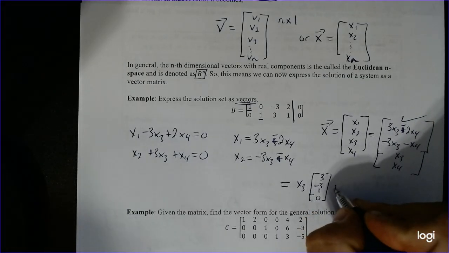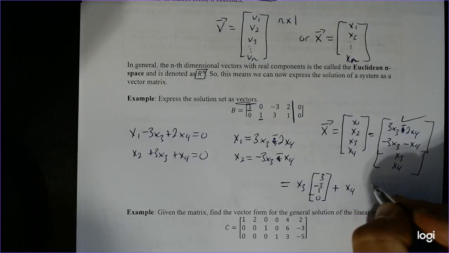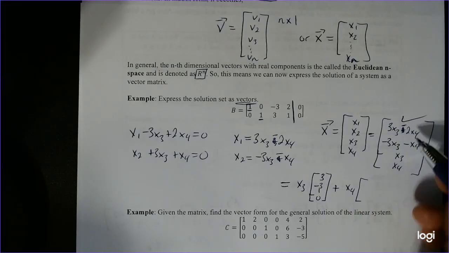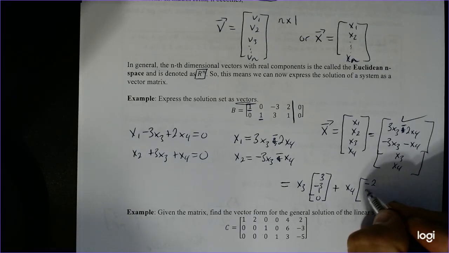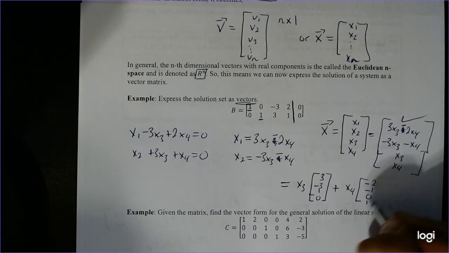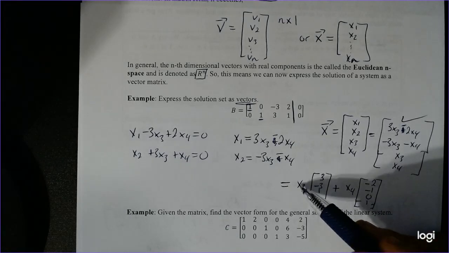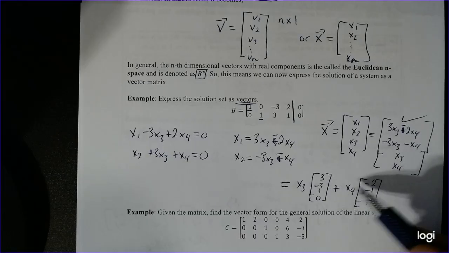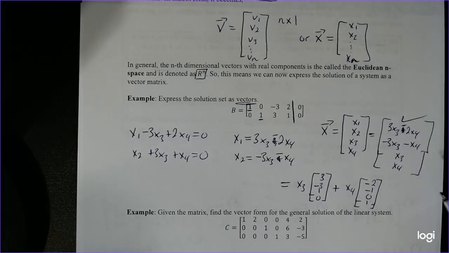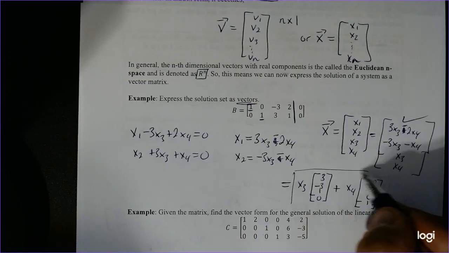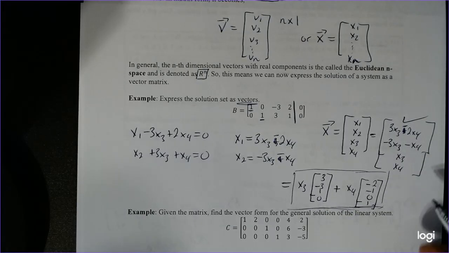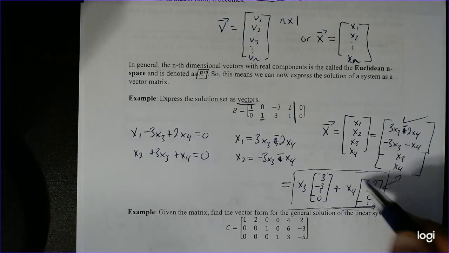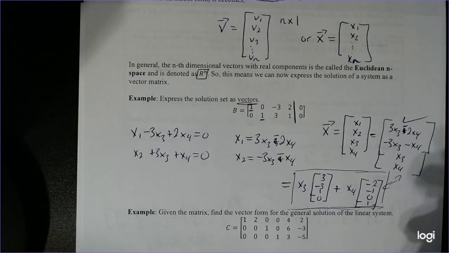Okay. Now I'm going to add plus, and I'm also going to factor out x4. So if I factor out x4 from each one, I get negative 2, negative 1, 0, 1. Now notice, if I put these in and add them, I actually get that back. So this is the proper way to express a system in vector format. This is the okay version, and this is the actual proper breaking down of it.